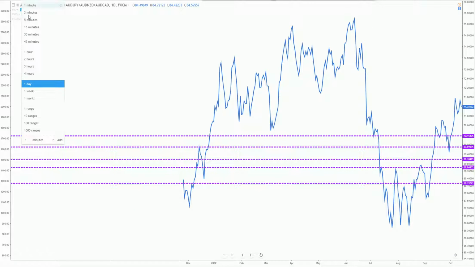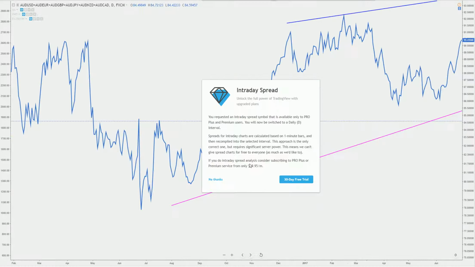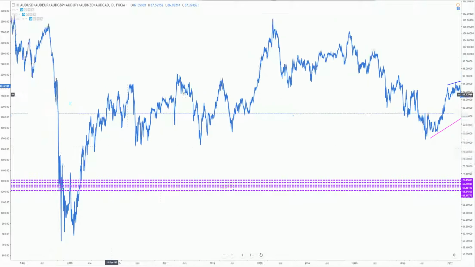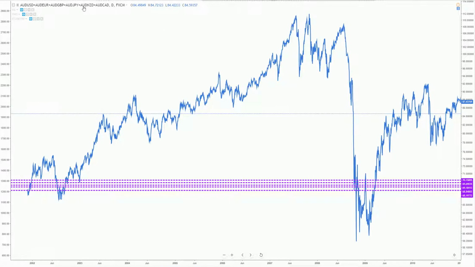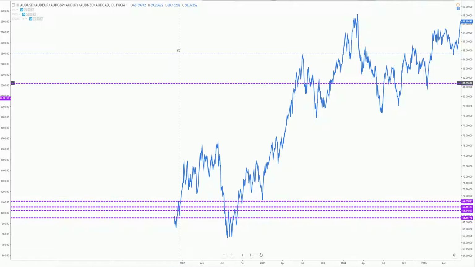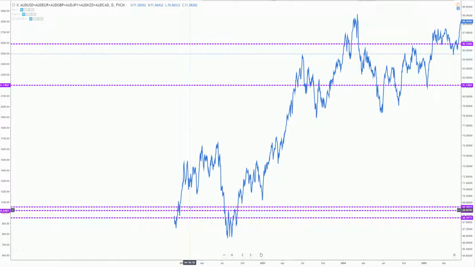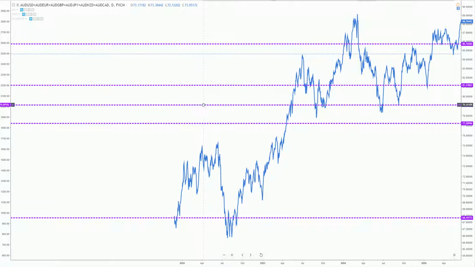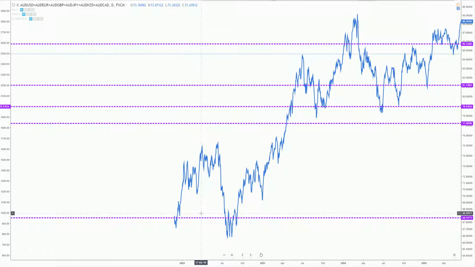Go to smaller time frame. Oh, I can't go to a smaller time frame because this is an index. See, I just picked a whole bunch of random currency pairs, Australian dollar against everything else, which nobody really trades all these pairs at the same time. But anyway, the point that I'm trying to make is that if you just put random lines anywhere, doesn't matter where, your brain is going to start telling you weird stuff.